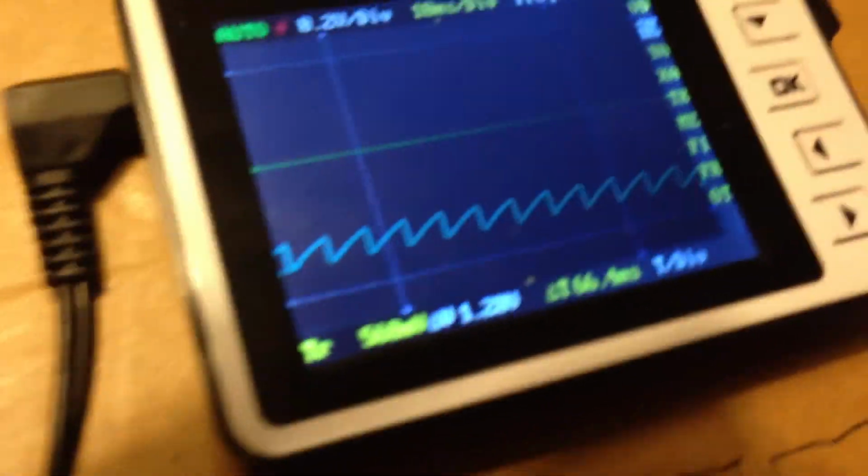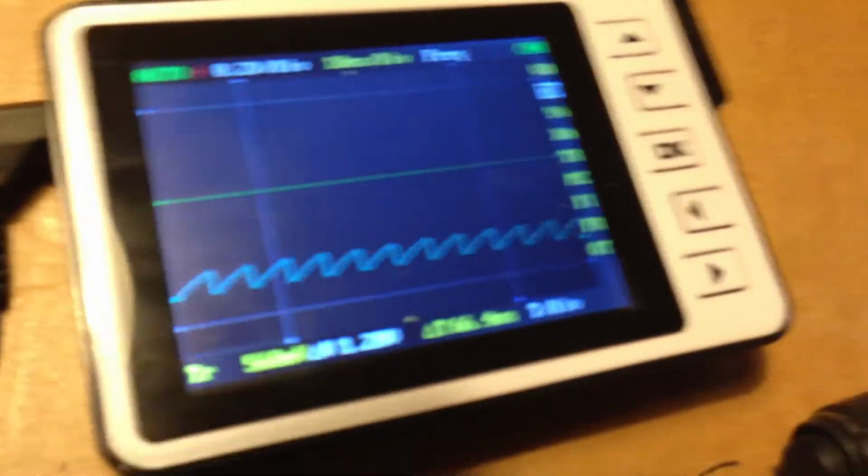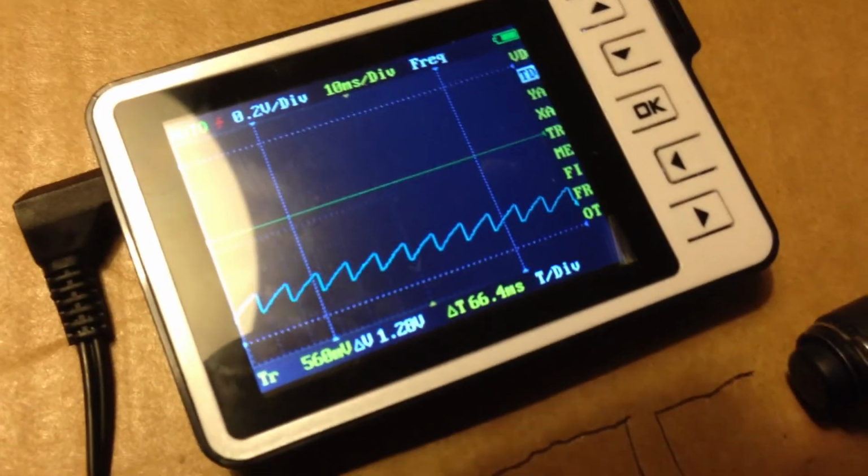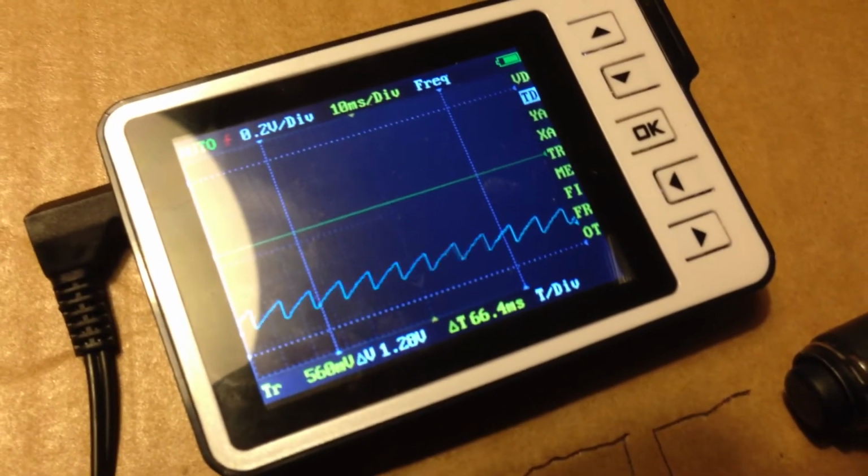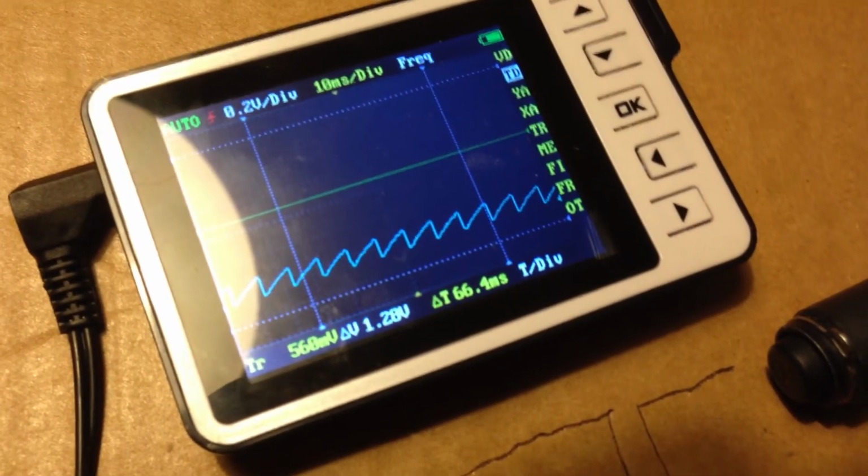Now, it's sawtooth probably because this photoresistor has some kind of property to it where it drains slowly or something. I can't actually explain that. If somebody wants to take a guess in the comments, go ahead. Anyway, thought that was kind of cool.